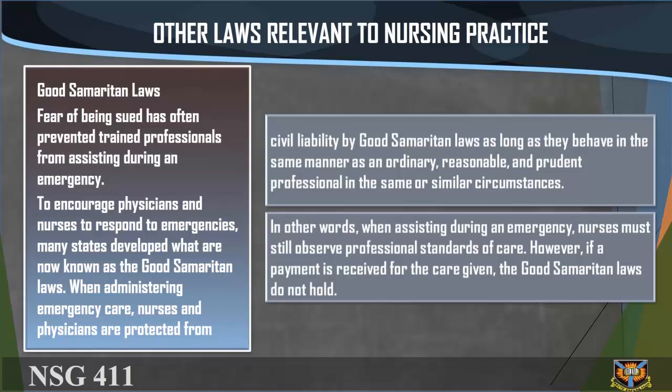When administering emergency care, nurses and physicians are protected from civil liability by Good Samaritan laws as long as they behave in the same manner as an ordinary, reasonable, and prudent professional in the same or similar circumstances. In other words, when assisting during an emergency, nurses must still observe professional standards of care. However, if a payment is received for the care given, the Good Samaritan laws do not hold.